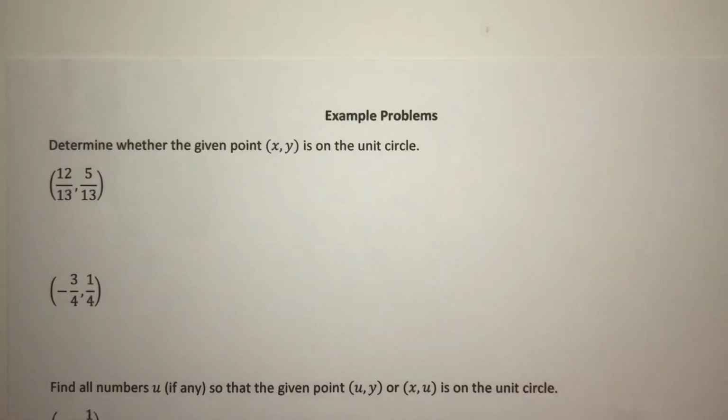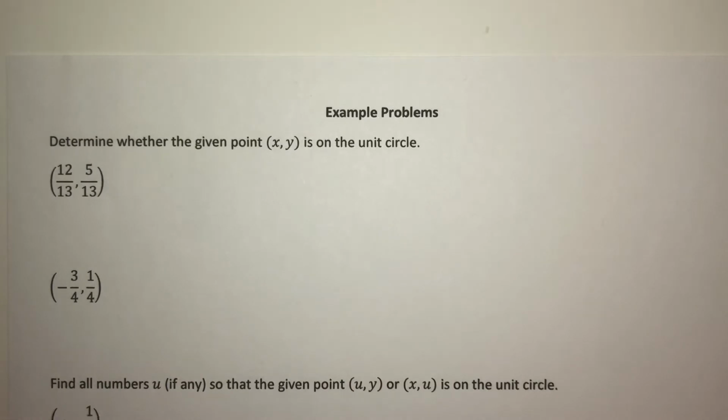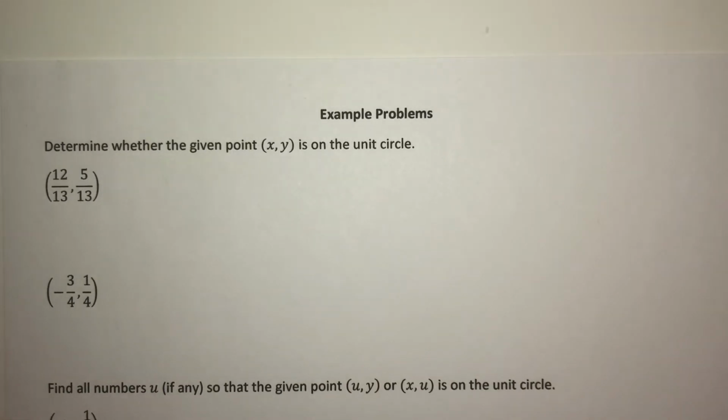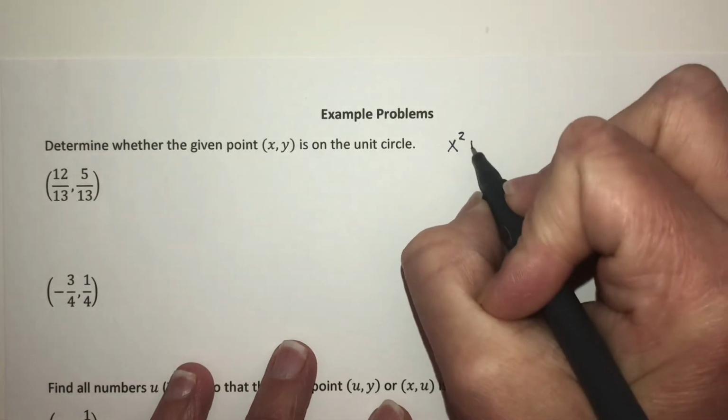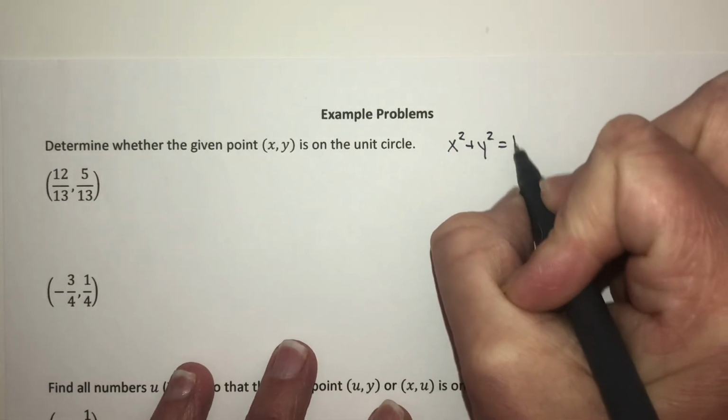They ask us to determine whether the given point is on the unit circle. So what they are asking us to do is to verify that x squared plus y squared does give us 1.